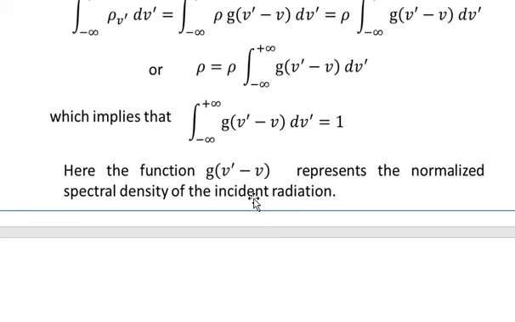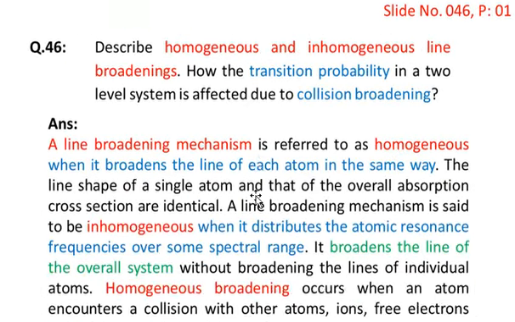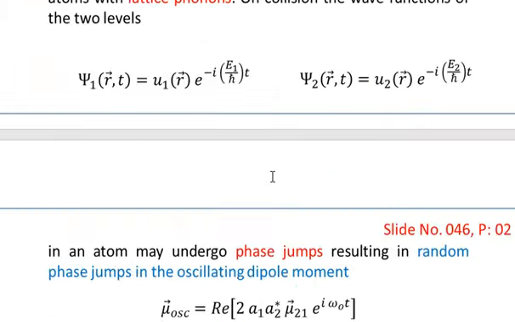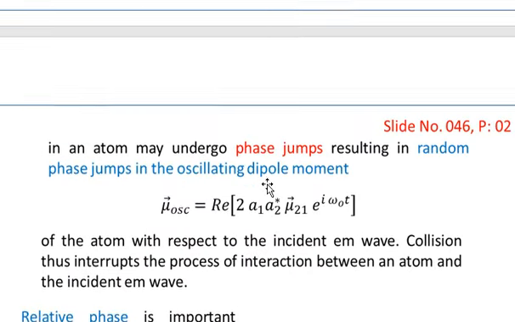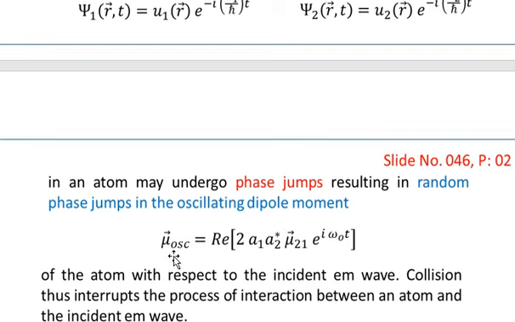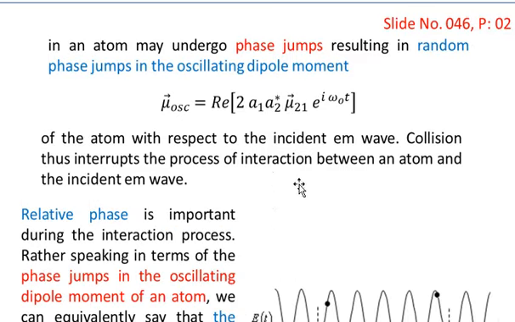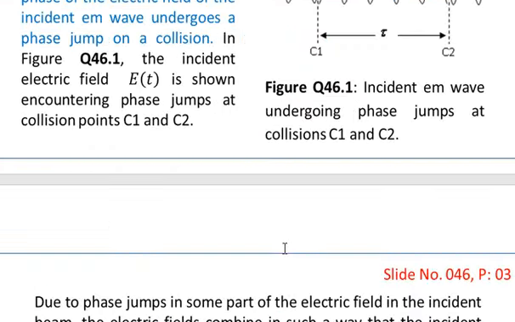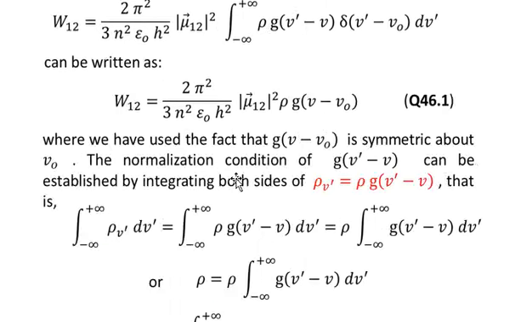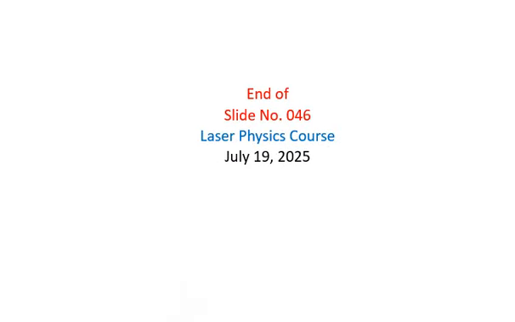So you see that we have addressed all the aspects of the questions, that is, the aspects concerning homogeneous and inhomogeneous broadenings, and we have also derived the transition probability for a two-level system under collision broadening. If you come across anything new on this slide, that is, the functions psi1 and psi2 and the oscillating dipole mu OSC, then you should consult the previous slides so that you can get familiar with these things, and then you can very easily understand all the mathematical discussions that we have carried out in this slide. With this, this is the end of slide number 46.